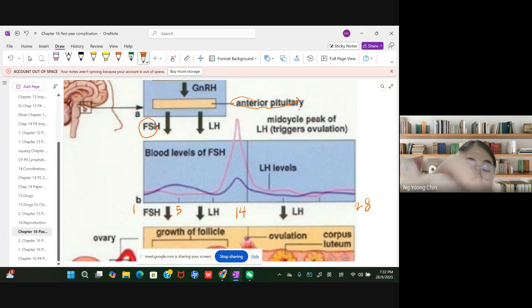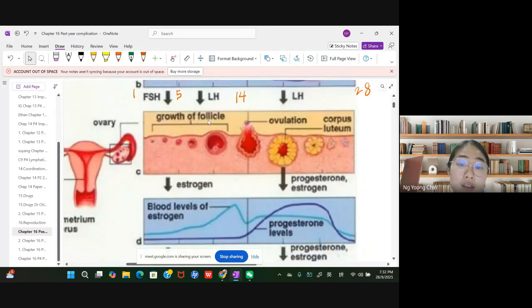This is follicle stimulating hormone. I just drew it in orange color, right? You can see their level is actually increasing. Can you see it increasing at this level? Okay, it's increasing. Why? Because they need to stimulate the growth of the follicle.